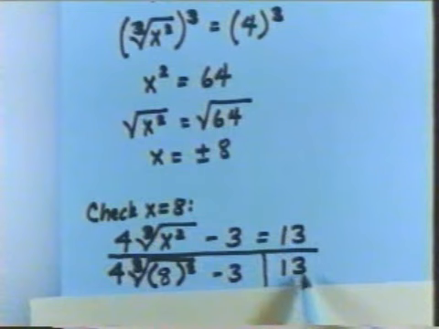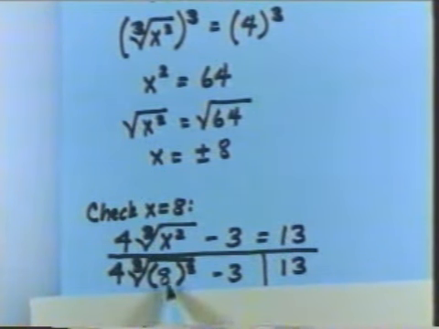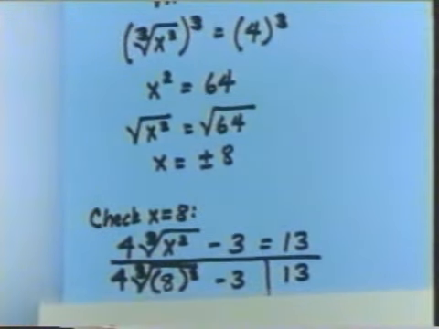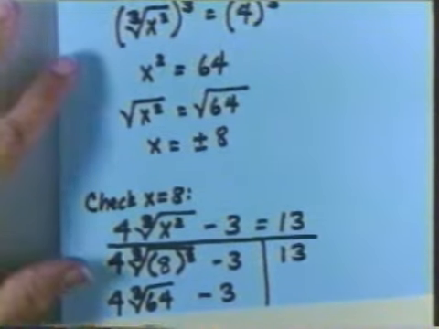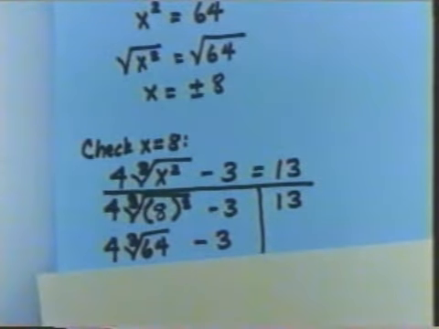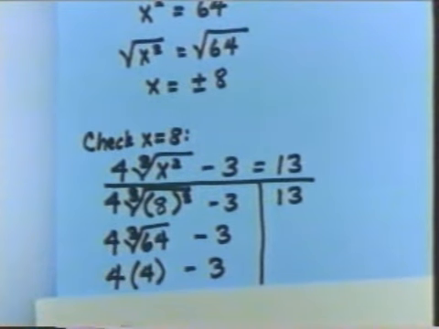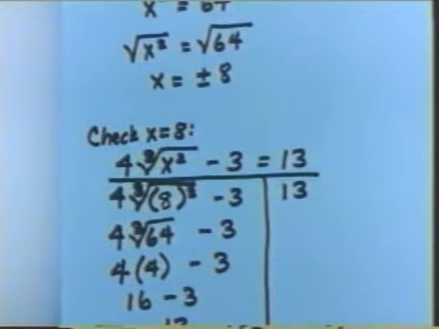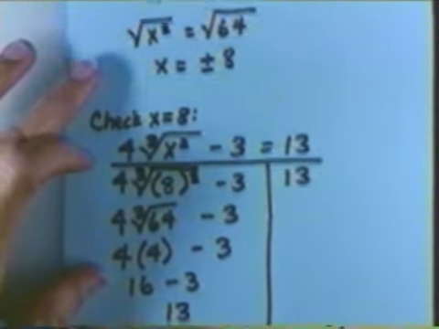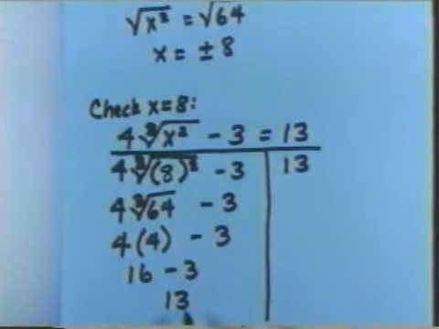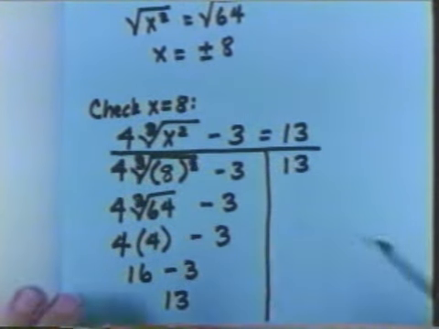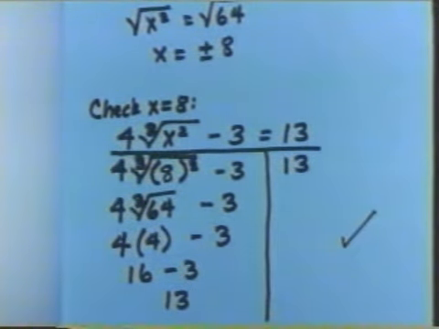On the right we don't have any work to do, so let's just finish up the left-hand side. The cube root of 8 squared, we work inside first, square 8, and that gives 64. And so we have 4 times the cube root of 64 subtract 3. Cube root of 64 is 4, and so that gives 4 times 4 subtract 3, which is 16 subtract 3, which is 13. That means that on the left we got 13, on the right we got 13, and so this one checks.